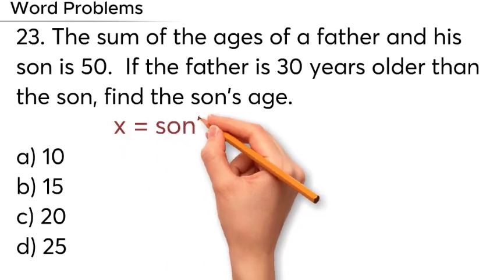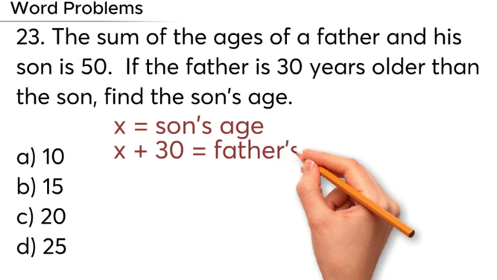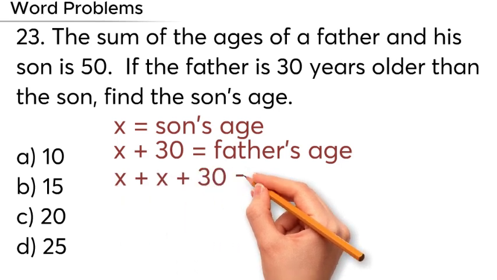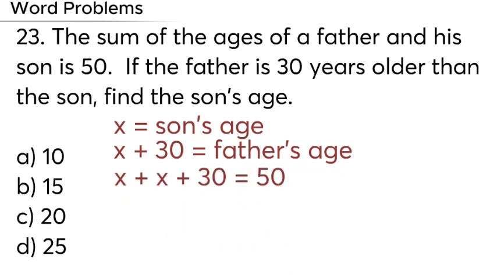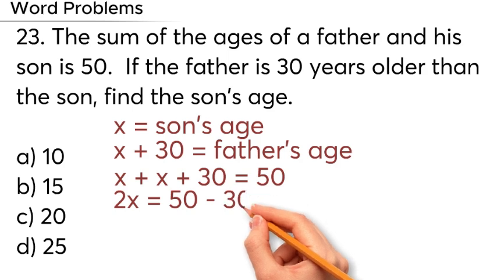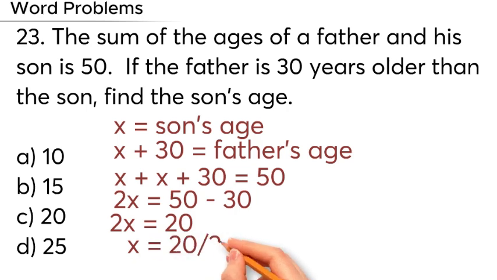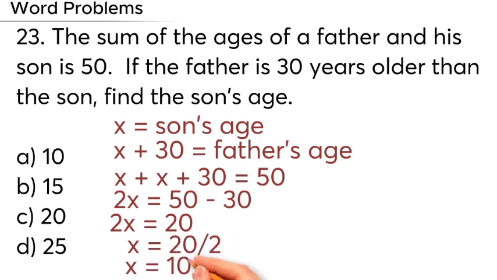Let x be the son's age, and let x plus 30 be the father's age. The father's age and son's age add up to 50. So, x plus 30 plus x is equal to 50. Combining the like terms, we have 2x is equal to 50 minus 30. This is simplified to 2x is equal to 20. Therefore, x, the son's age, is 20 divided by 2, which is equal to 10.